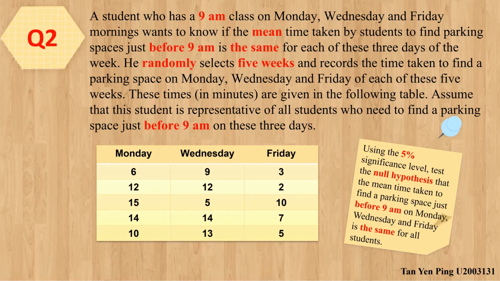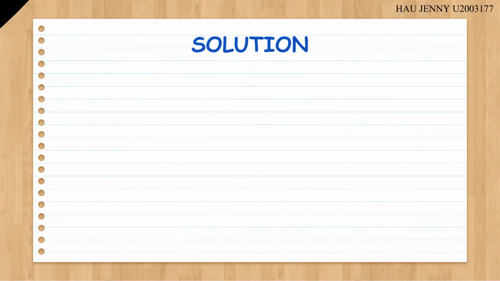Assume that this student is representative of all students who need to find a parking space just before 9 a.m. on these 3 days. Using the 5% significance level, test the null hypothesis that the mean time taken to find a parking space just before 9 a.m. on Monday, Wednesday, and Friday is the same for all students. Now I would like to pass to Jenny for the explanation of this question. Thank you, Yan Ping, for introducing Question 2. I am Jenny, and I'm going to review the solution for Question 2.